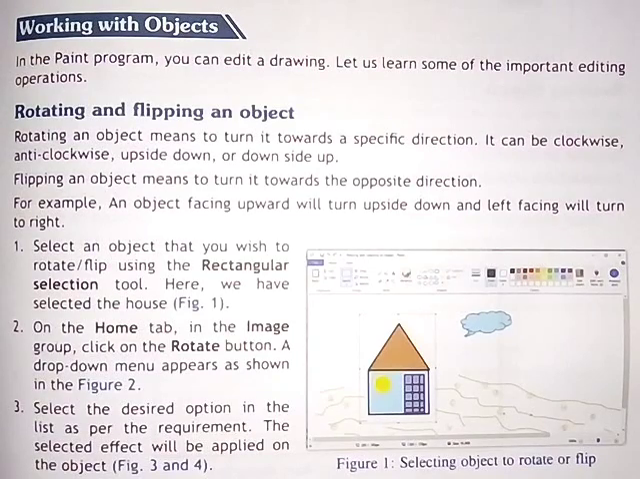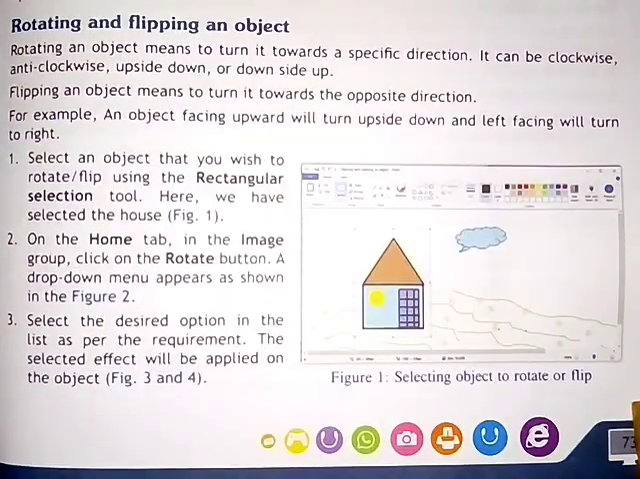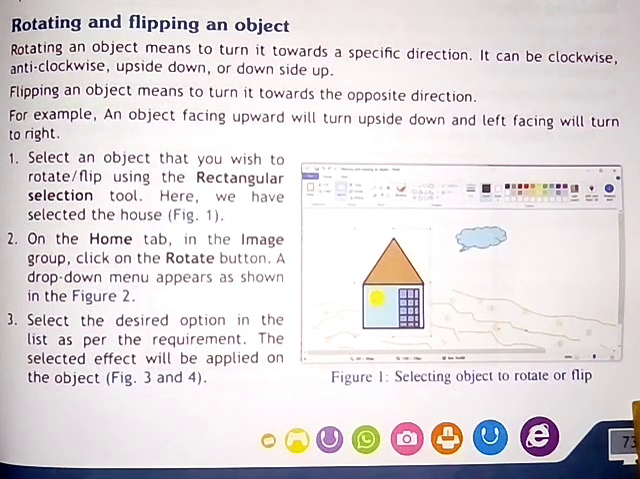Working with objects. In the Paint program, you can edit a drawing. Let us learn some of the important editing operations. Rotating and flipping an object. Rotating an object means to turn it towards a specific direction. It can be clockwise, anti-clockwise, upside down or downside up.